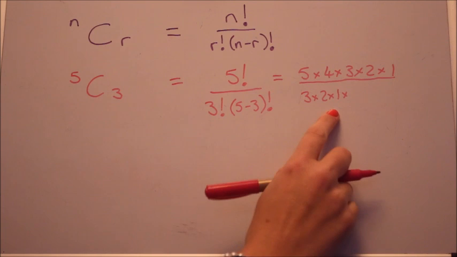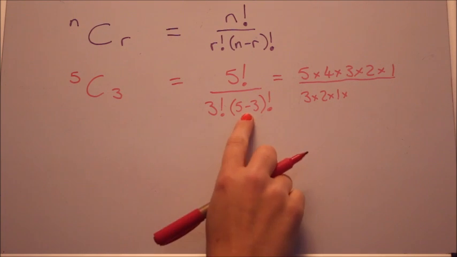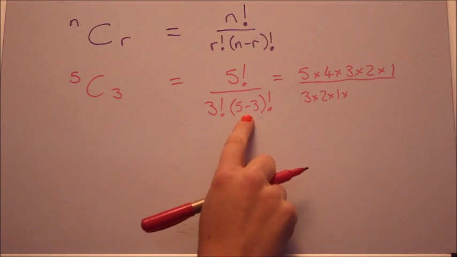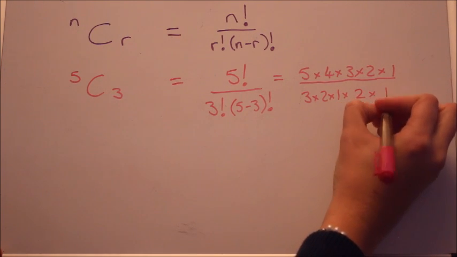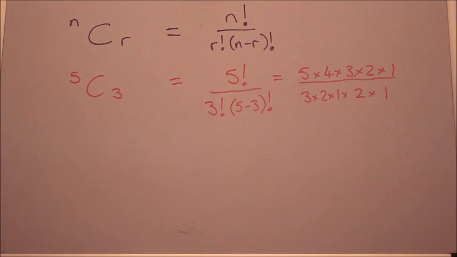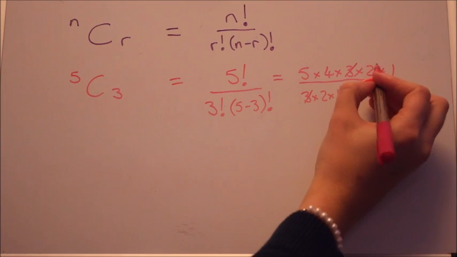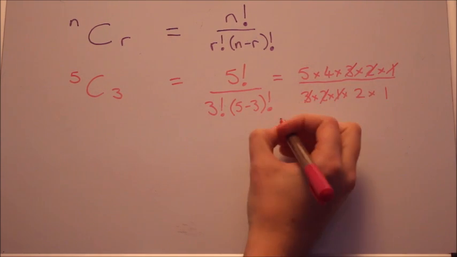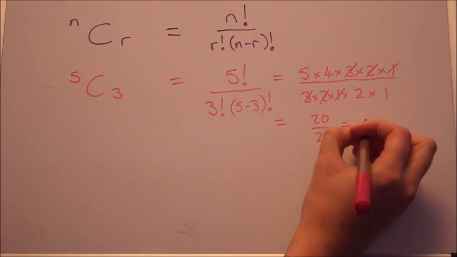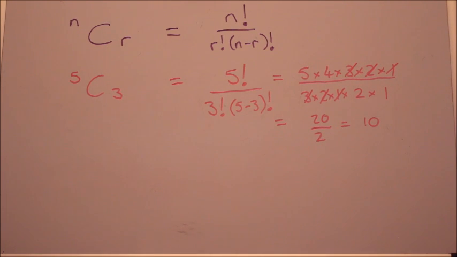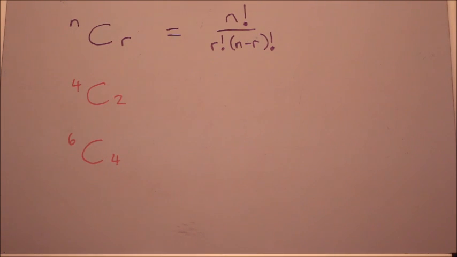Okay, so that 3 factorial is 3 times 2 times 1. 5 take away 3 is 2, so 2 factorial on the end is just 2 times 1. Now we can do some cancelling. So we'll have 20 on the top and 2 on the bottom, giving us 10. Have a go at working these ones out yourself. Pause the video and come back and compare.